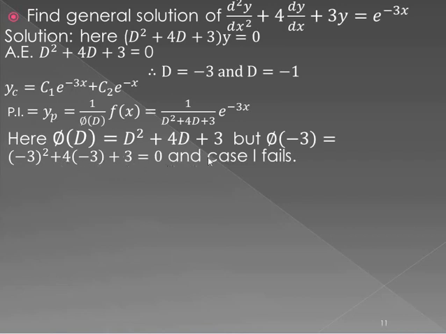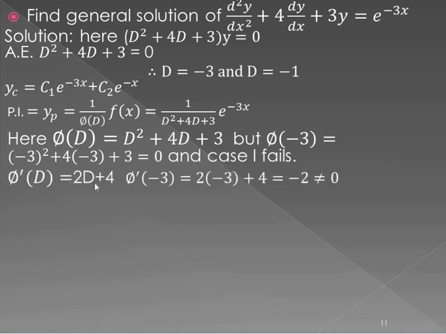equal to 0, and case first fails. For writing the PI, first we have to find whether phi of minus 3 is non-zero, that is phi of a not equal to 0, but here phi of minus 3 is 0, so the case fails. So we have to calculate phi dash of D. So phi dash of D is 2D plus 4. Now we have to calculate phi dash at D equal to minus 3. So phi dash at minus 3 is 2 into minus 3 plus 4, that is minus 2, which is not equal to 0. So we get our PI here.